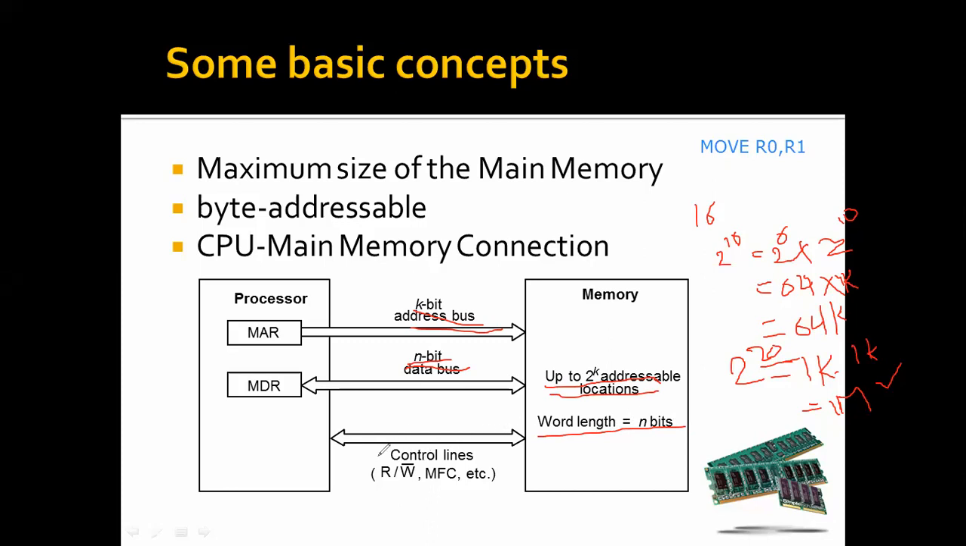Next, control lines. Control lines means R/W bar, like that. What is the meaning of R/W bar? Read operation or write operation. If R/W bar is equal to 0, then the write operation is performed. If R/W bar is equal to 1, then the read operation is performed.